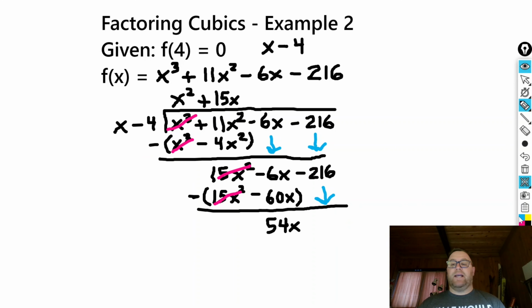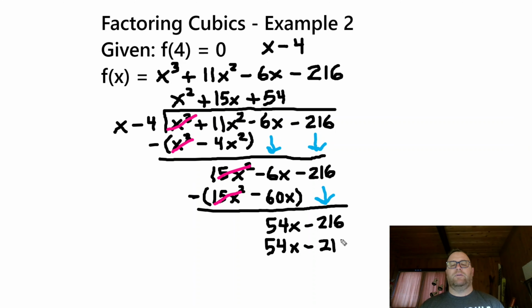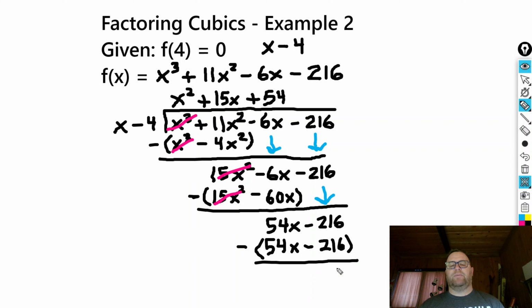All right, so we have to multiply x by 54. So 54 times x is 54x. Forgot to bring down the minus 216 here. Bring that down. And then now 54 times negative 4 is minus 216. And again, when we subtract something from itself, we're just left with 0. So now what we need to do is we need to factor this here.